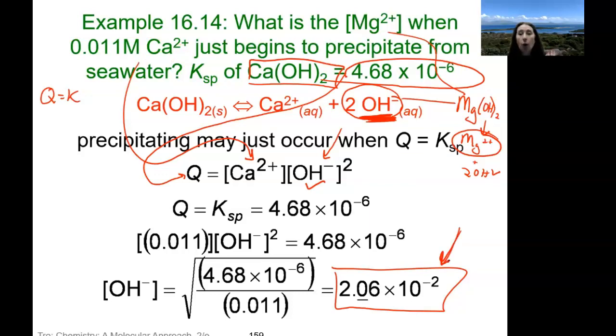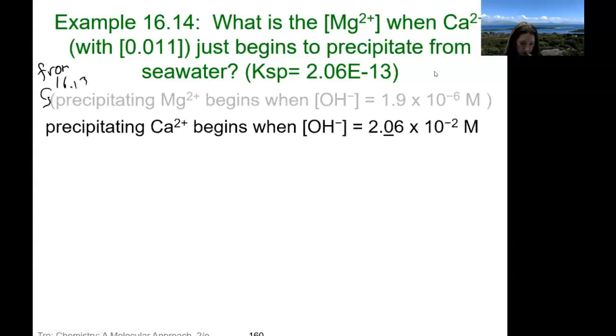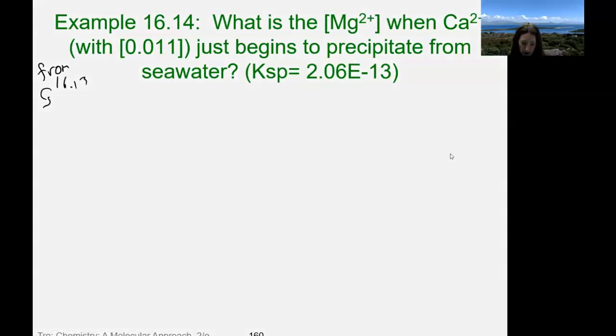But the question is, what's the concentration of magnesium at this point in time? Well, if we know OH, we can use it to solve for magnesium. All we need is the Ksp of magnesium hydroxide, which I'm going to give you in a second. I'm just making sure everyone has time to write this down. Okay, so here it is. We don't really need this piece right here. So here is what we got from our last answer.